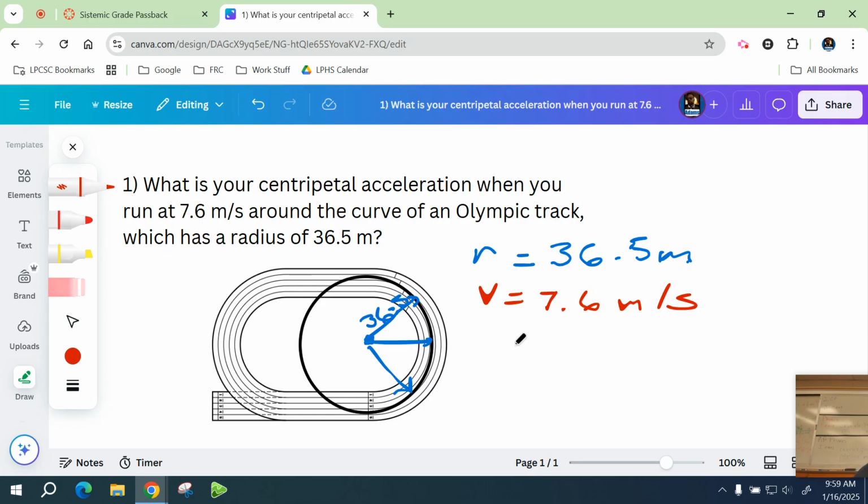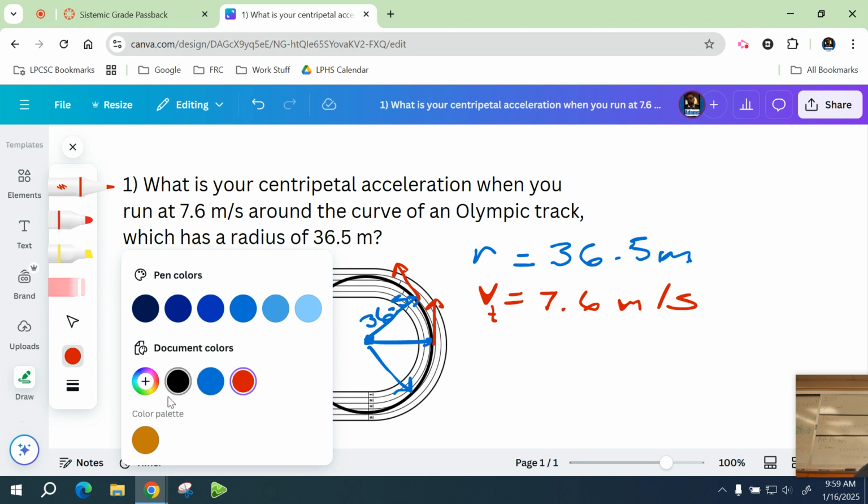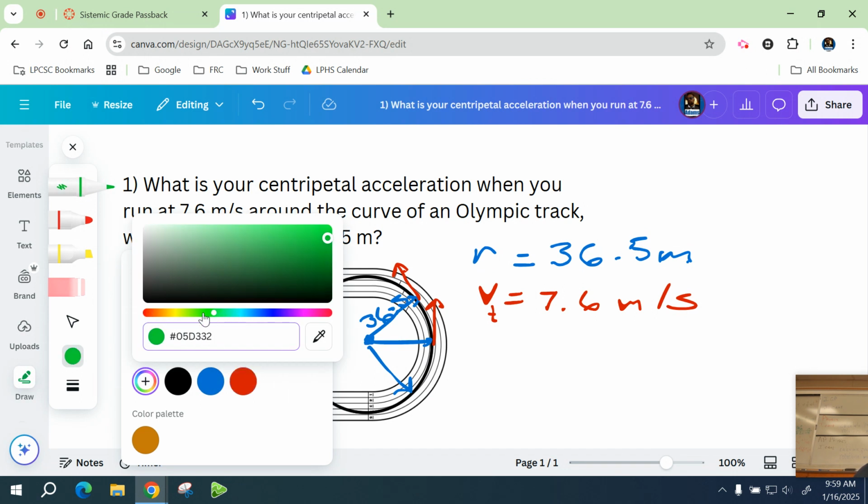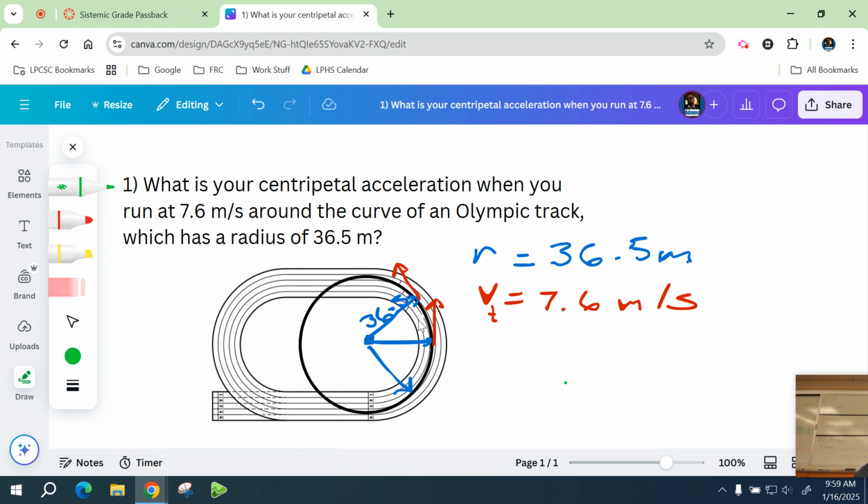Now, that's a linear velocity, okay? And it's tangential. So really, now that we're doing circular stuff, it should be v sub t. Now, what does that mean? That means that they're running with the velocity this way, but then when they turn the corner, that velocity goes this way, okay? And then lastly, we need to talk about the acceleration.